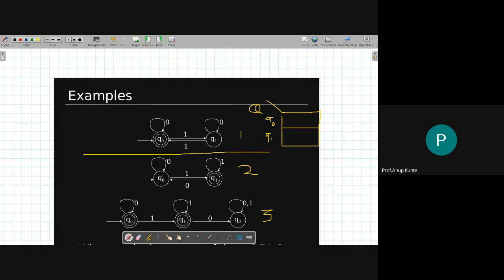Out of Q0 and Q1, Q1 is my initial state. How do I identify that? Because of this arrow. Also, Q0 is my final state. How do I identify that it is a final state? It is drawn in a double circle. Then I have alphabets 0 and 1, right? So there are two alphabets. On the column side of this table, I always have alphabets. In this case, I have two alphabets, so I'll be writing 0 and 1.